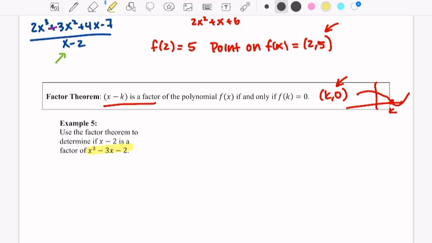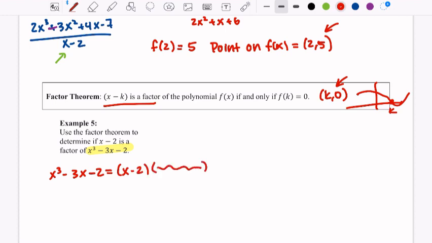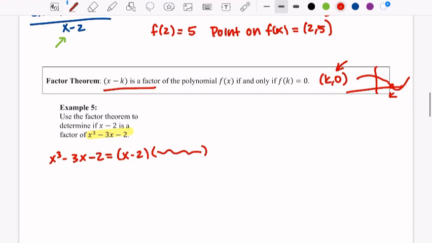Okay, so by using the factor theorem, we can determine if I could write this as x cubed minus 3x minus 2 equals x minus 2 times some other stuff that we're not really sure about. But this is going to help us begin to factor this polynomial. So let's use synthetic division to determine that. Again, x minus 2 is linear, so synthetic division is okay to do. If we have x minus 2, that means my k value is going to be positive 2.